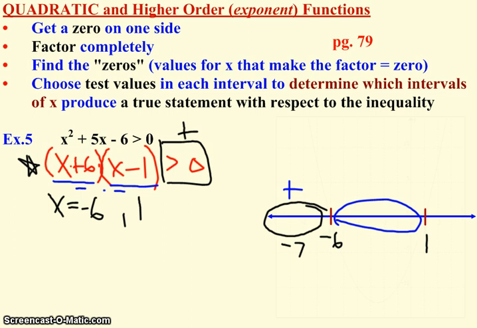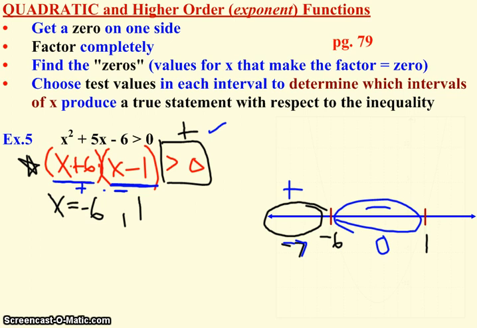If you go into the middle area and pick anything you want, I'm probably going to go with 0 because that's kind of simple. Put 0 into the original inequality right in here. Well, 0 plus 6 is 6, that's positive. 0 minus 1 is negative. Well, positive times negative is negative. Okay, that would be false. That would not satisfy the inequality.